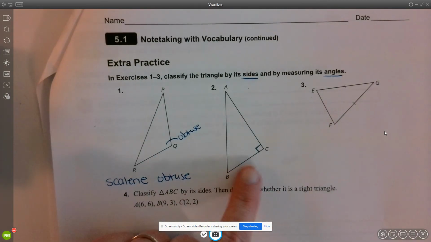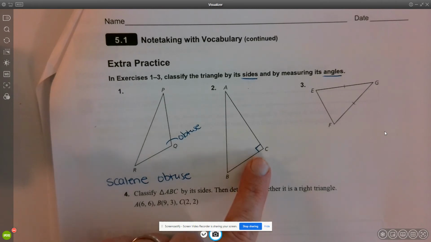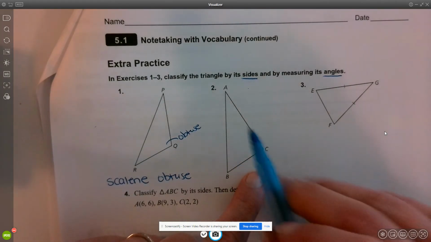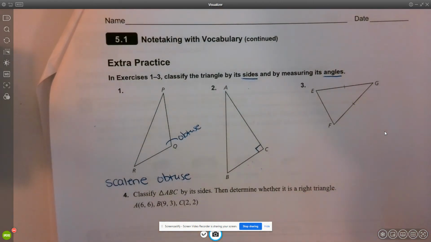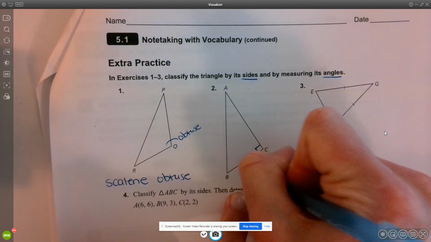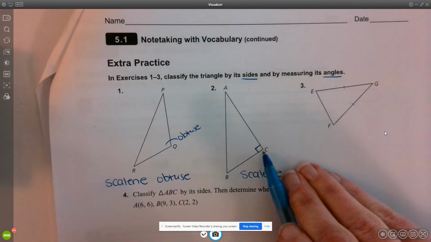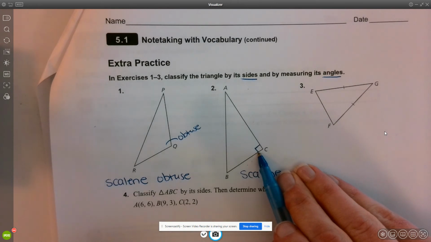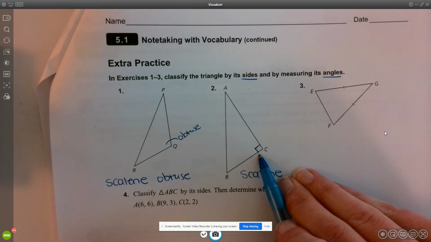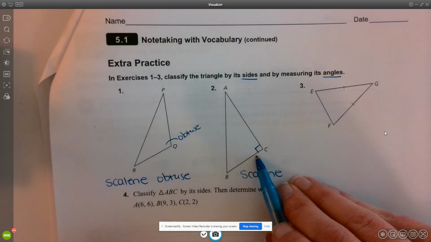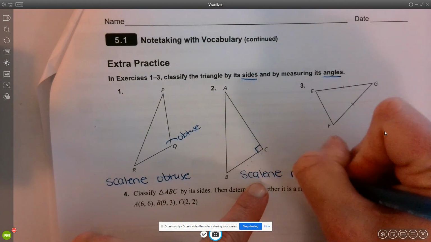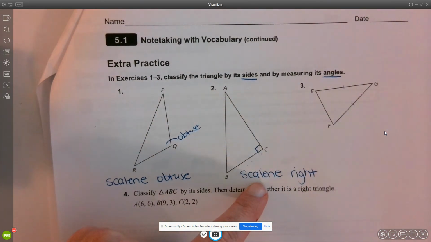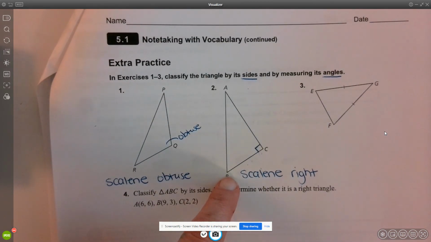Number 2. First, let's classify it by its sides. Again, I don't see any tick marks, so all three sides are not congruent to each other. This is scalene. I added this in because I wanted you to be able to see it. This was supposed to be a 90-degree angle. They should have added this symbol here. They did not, so please go and add it in. One of the angles is 90 degrees, so this tells us that by its angles, this is a right triangle. So this is a scalene right triangle.